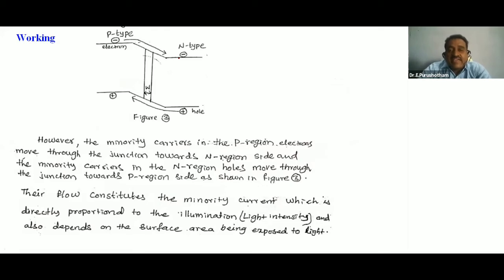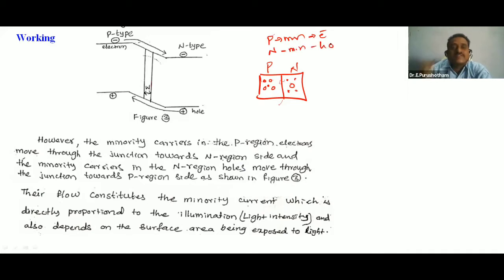However, what are the minority charge carriers in the p region? You know very well, this is the p-type semiconductor and this is the n-type semiconductor. In p-type, the majority charge carriers are holes and the minority are electrons. In n-type, the majority are electrons and the minority are holes. So the minority carriers in p-type are electrons, and in n-type they are holes.